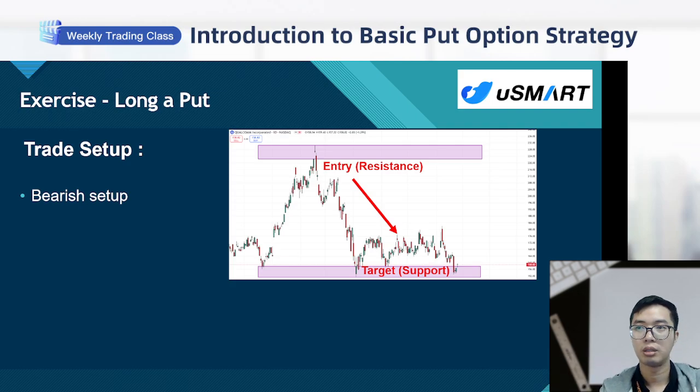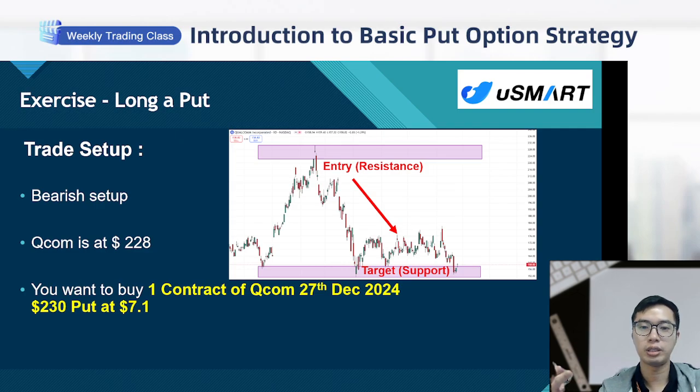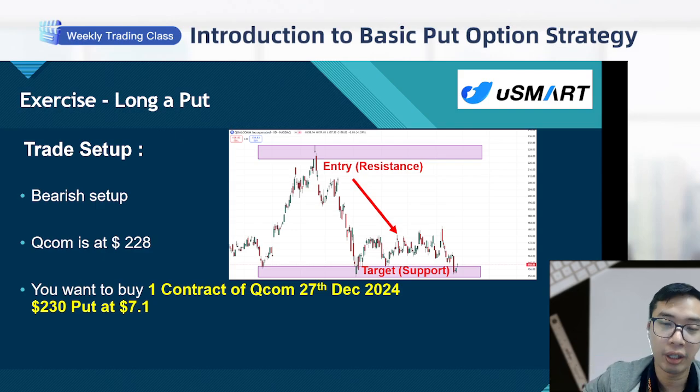What's next? Currently the price is at 228, and we have decided that we want to buy one contract of QCOM at 27th December 2024. The strike price is 230, just now it's 228, put at $7.1. So this is just a fake scenario. I just put it for you all so you know how to read the options information, how to calculate it, and how to make a decision in this plan.